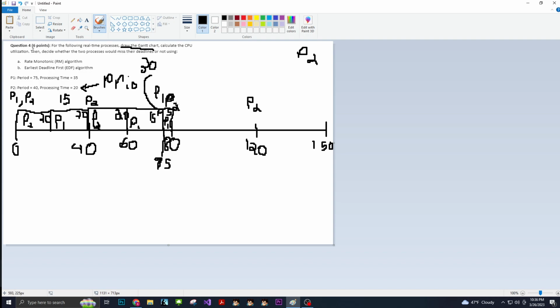Alright, so let's start with P2. The processing time is 20. We all know that. So let's draw the box. And then this would be 100. Nothing is hindering this, so I can keep going. So this would be P2, and it went for about 20 blocks. Remember, we still have P1 from earlier to deal with.